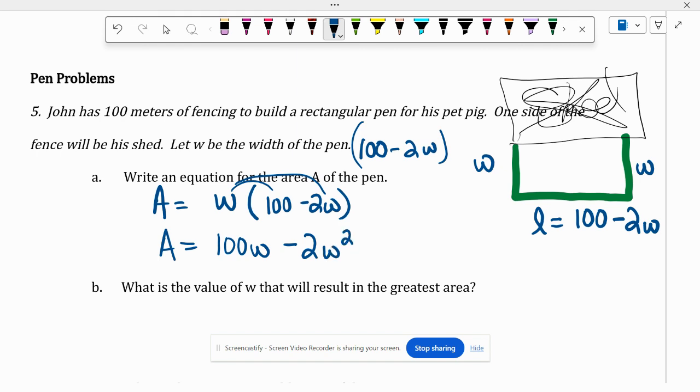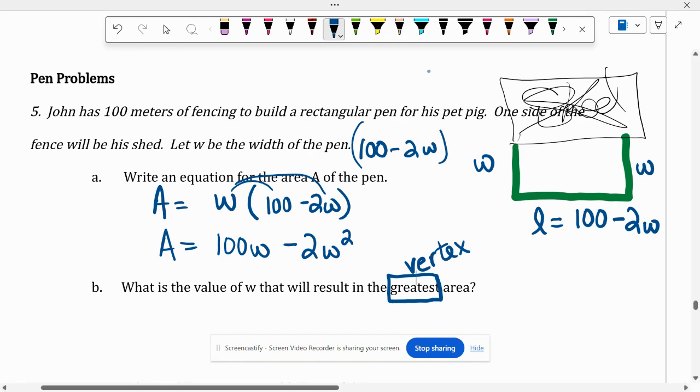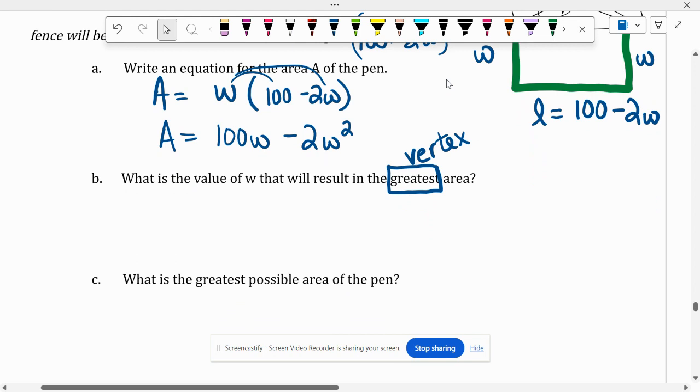It says, what is the value of W that will result in the greatest area? Whenever I see the word greatest or smallest, I think about the vertex. Why? Because it's the maximum or the minimum of your parabola, right? We learned that. So it says, what is the value that will result in the greatest area? So I have to calculate the vertex.